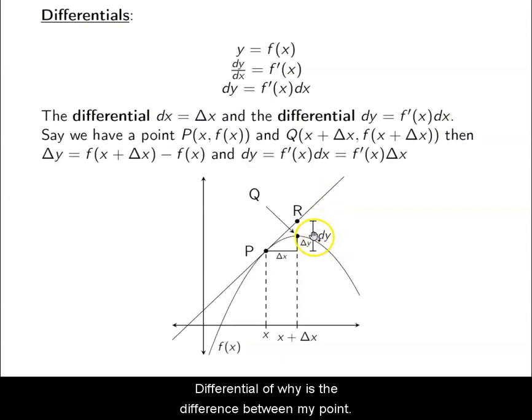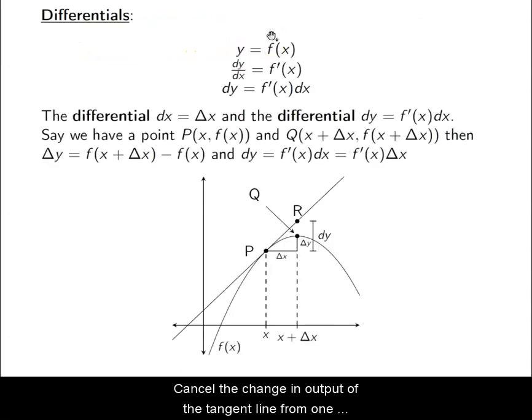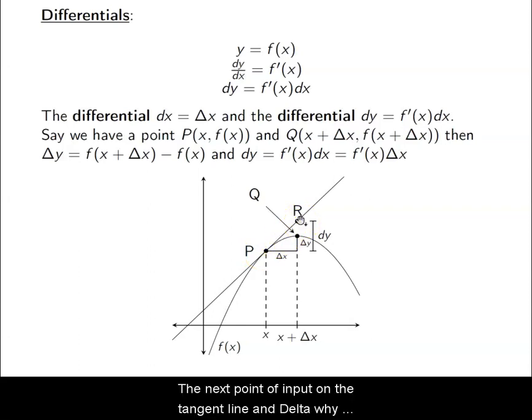Differential of y is the difference between my point and then some distance away, but looking at that on my tangent line. So that's the difference between delta y and dy, the differential of y. Again, the differential of y is the change in the output of the tangent line approximation from one point to the next. So if this is one point, this is my next point. This is my starting input on the tangent line, this is the next point of input on the tangent line, and dy, the differential of y, is the difference in the outputs.